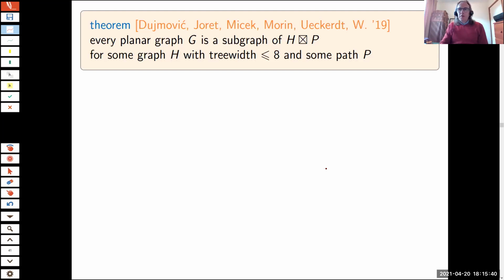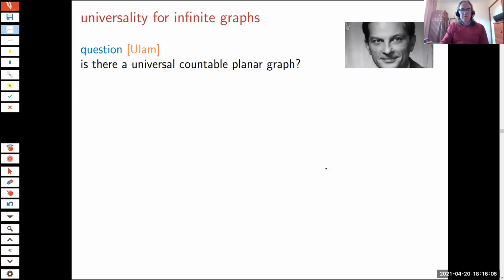Okay, now a good question to ask is, is H universal here? Does H depend on G, or can you define H to be a fixed graph? And the short answer is yes. You can take H to be universal, but the long answer is more interesting. And for the long answer, you need to really look at infinite graphs. So let's take a little bit of a sidestep and talk about infinite graphs for a while.